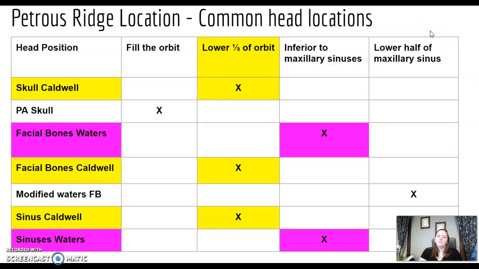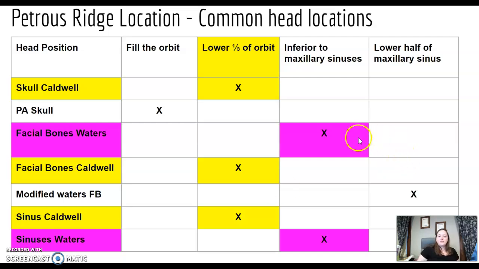Petrus ridge location for each of the common head positions, and you'll notice some similarities here. Only the PA skull is going to fill your orbit. For the lower third, look at the name of all of them. Skull Caldwell, facial bones Caldwell, sinus Caldwell. Hence, the Caldwell is always going to be in the lower third of the orbit. If you see the word Caldwell, you know where the Petrus ridges are supposed to be.